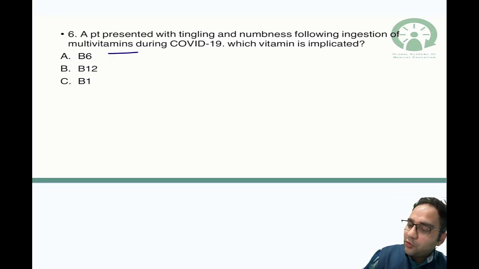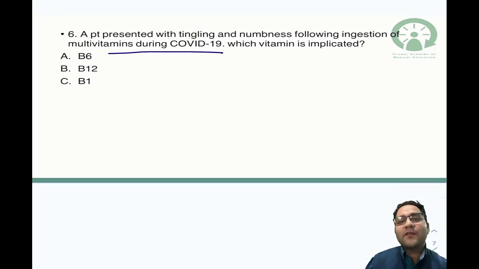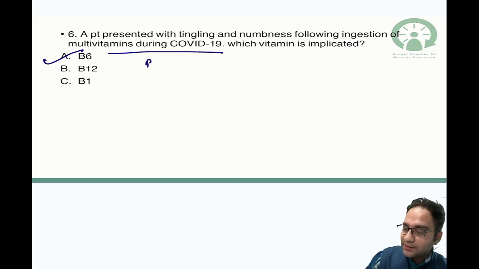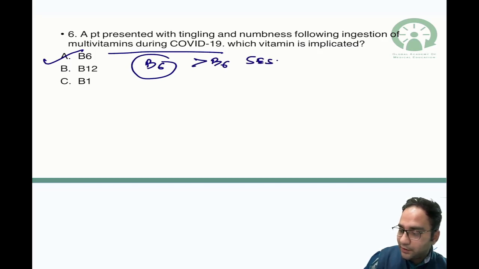During the COVID pandemic, everyone was popping multivitamins. So the answer to this question is the multivitamin that presents with neuropathy when in excess, and that is B6. The excess of B6 presents with sensory ganglionopathy.